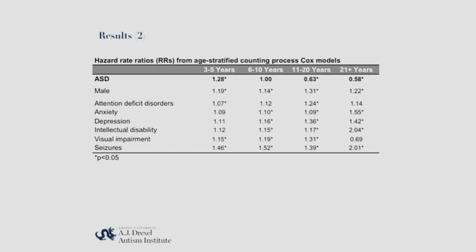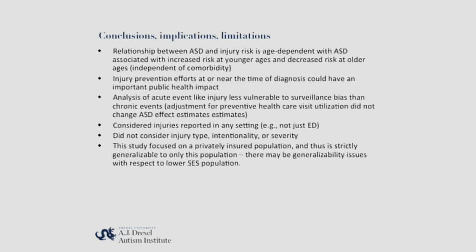So this finding is kind of consistent with what one might expect, and it's the first time, as far as we know, that folks have looked at effect modification of age and injury on the relationship between ASD and the propensity for these children experiencing injury. So this we thought was quite interesting. It showed that the relationship between ASD and injury risk was age-dependent, with ASD associated with increased risk at younger ages and decreased risk at older ages, independent of comorbidity. And it suggests that maybe there should be some injury prevention efforts geared at or near the time of diagnosis when children are young. There could be some public health impact there.